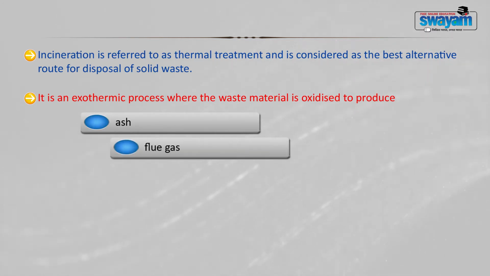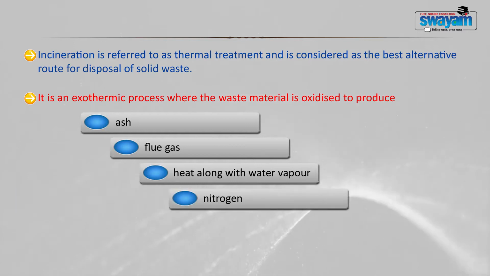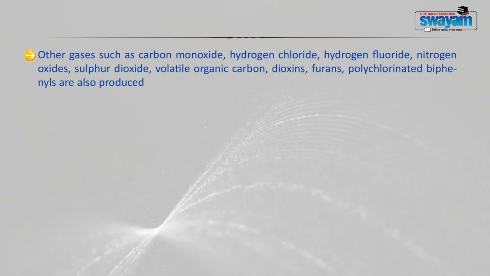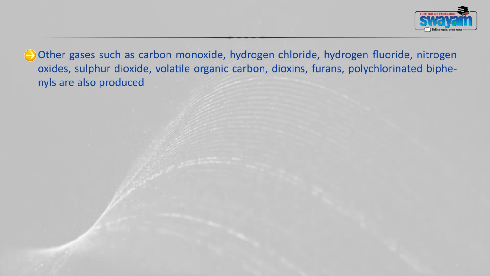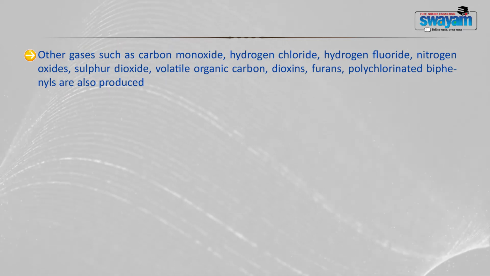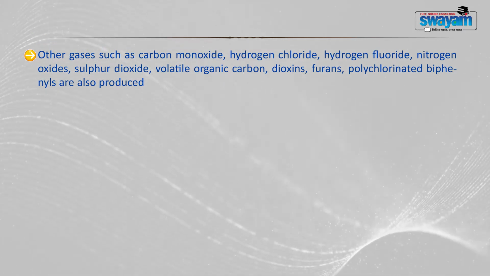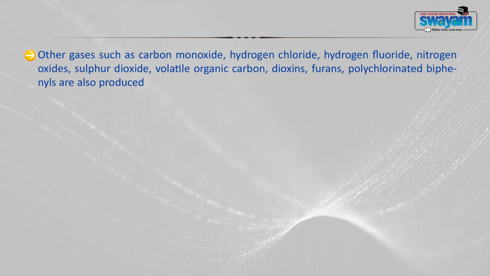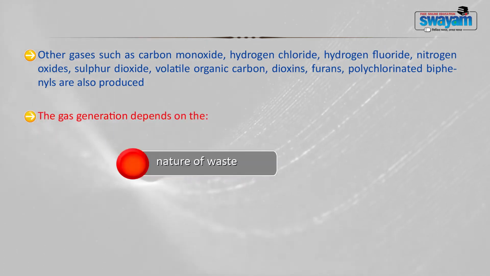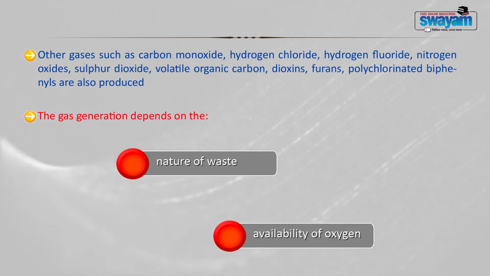Second is the flue gas, and within the flue gas you have a mixture of water vapor, nitrogen, carbon dioxide, oxygen and so on. In addition, you also have the production of certain other compounds like hydrogen chloride, HCl, hydrogen fluoride, volatile organic carbon, dioxins, furans, PCBs and so on. Again, this depends upon the nature of the waste that you are combusting within the incinerator.